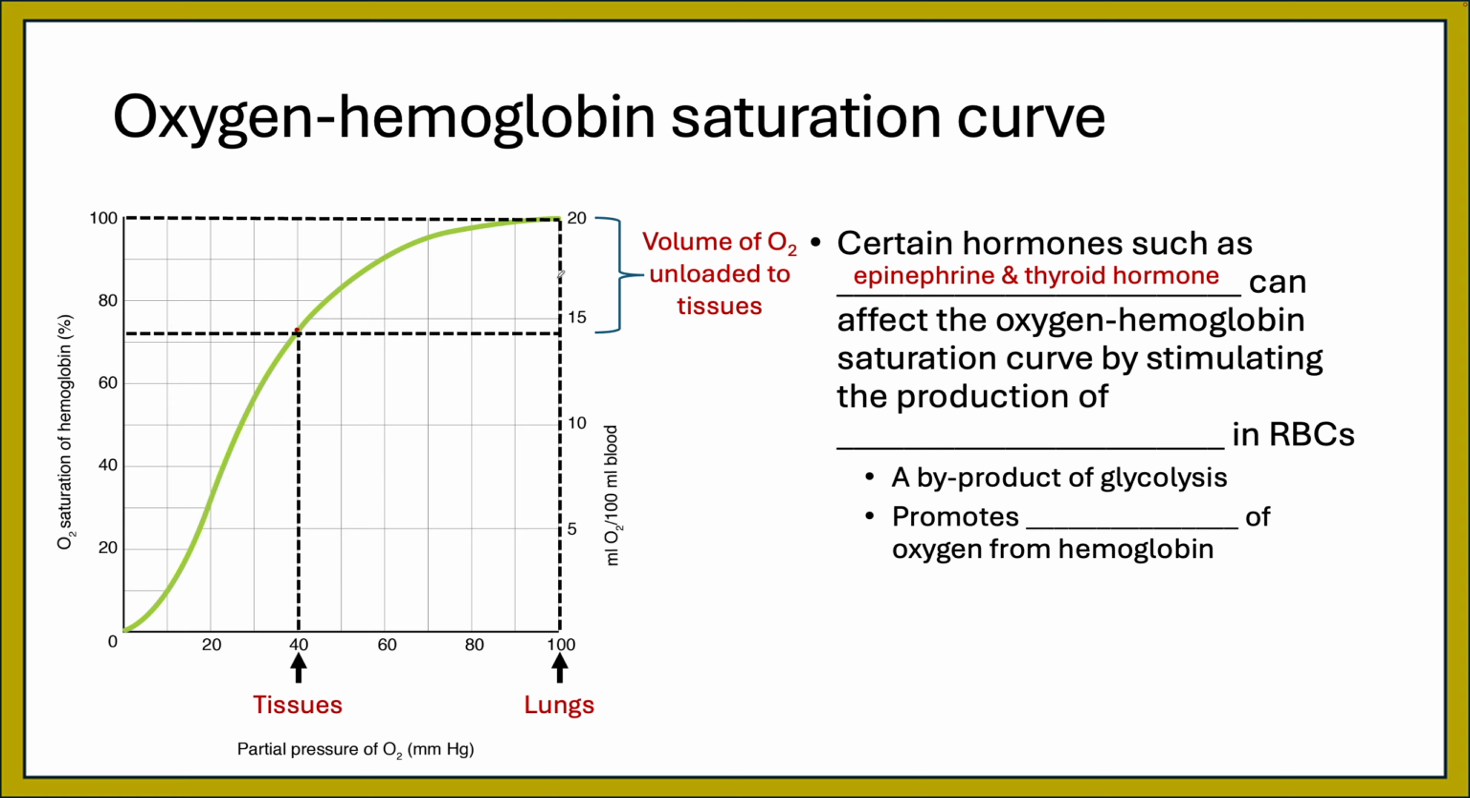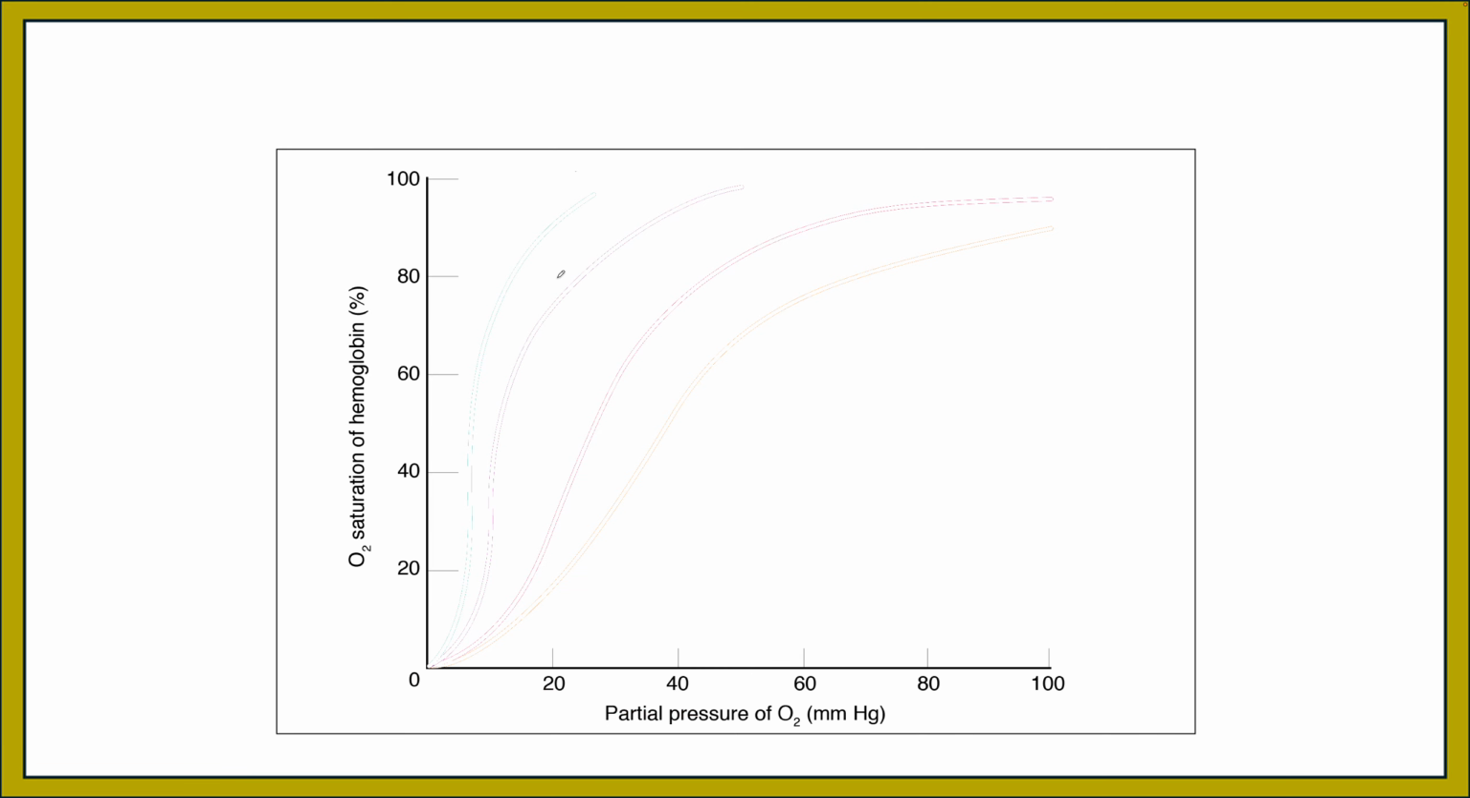Certain hormones, such as epinephrine and thyroid hormone, can affect this oxygen hemoglobin saturation curve, mainly by stimulating the production of 2,3-BPG, or bisphosphoglycerate. This is a byproduct of glycolysis, which promotes dissociation of oxygen from hemoglobin. Factors other than the partial pressure and the BPG also affect the dissociation curve.